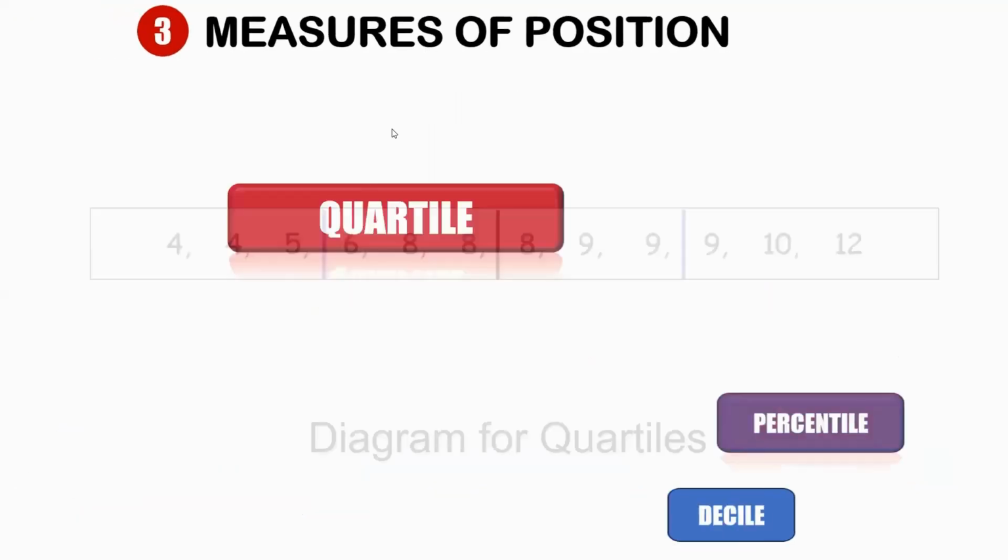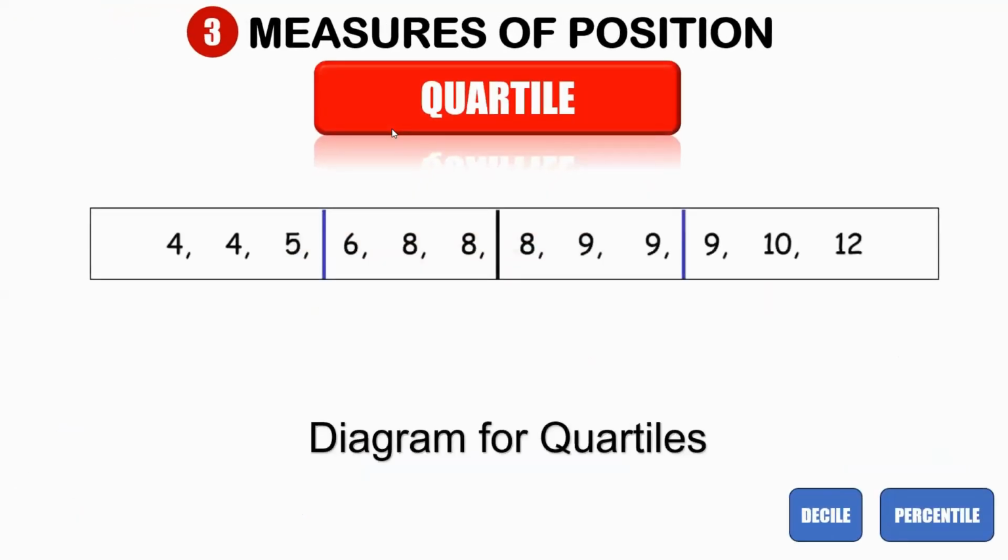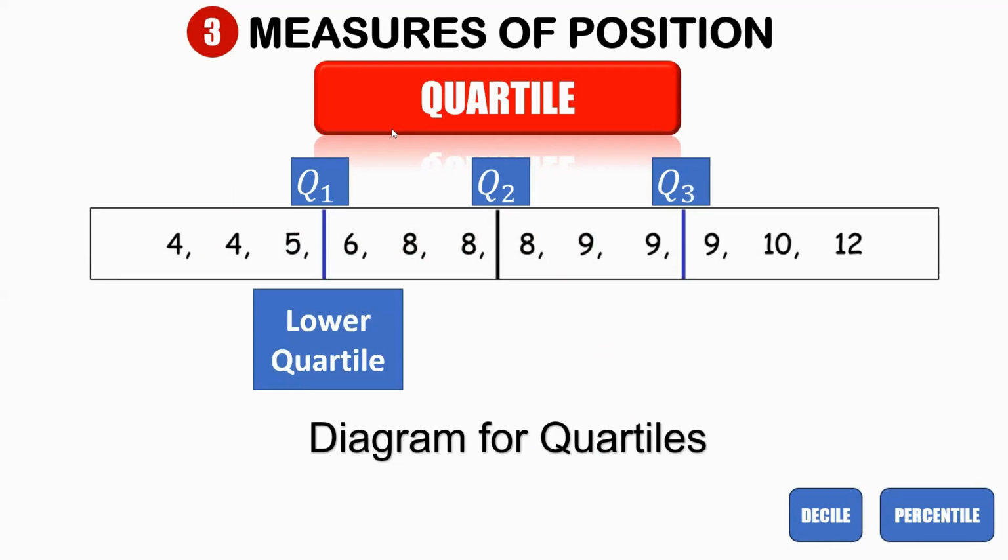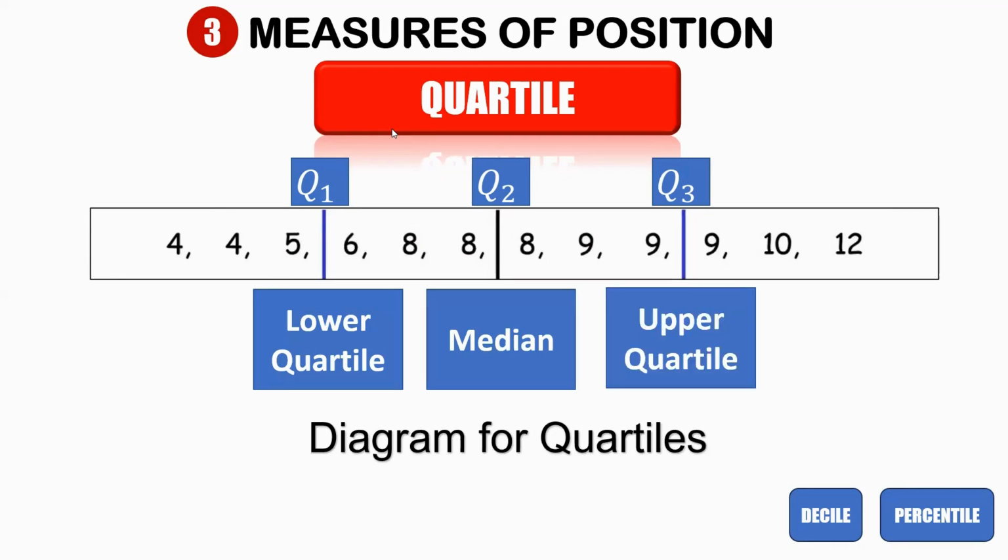So for example, in quartile, if we have 12 data values divided into 4 equal parts, that is why we have 3 members in each division. So we have the first quartile, the second quartile, and the third quartile. Our first quartile is the lower quartile, the second quartile is the median, and the third quartile is the upper quartile. Because we divided our dataset into 4 equal parts, each is equal to 25% of our data.